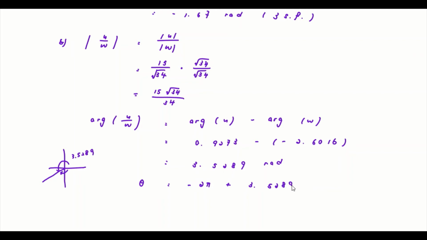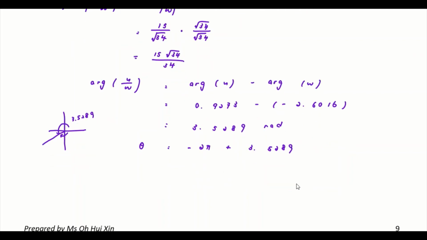It's no problem as well if you cannot think of negative 2 pi then plus this. You can just do 2 pi minus this, then negate your answer. You are just getting exactly the same thing. So writing in 3SF, 2.75 radian. Okay, so this will be my last answer for my argument U over W.